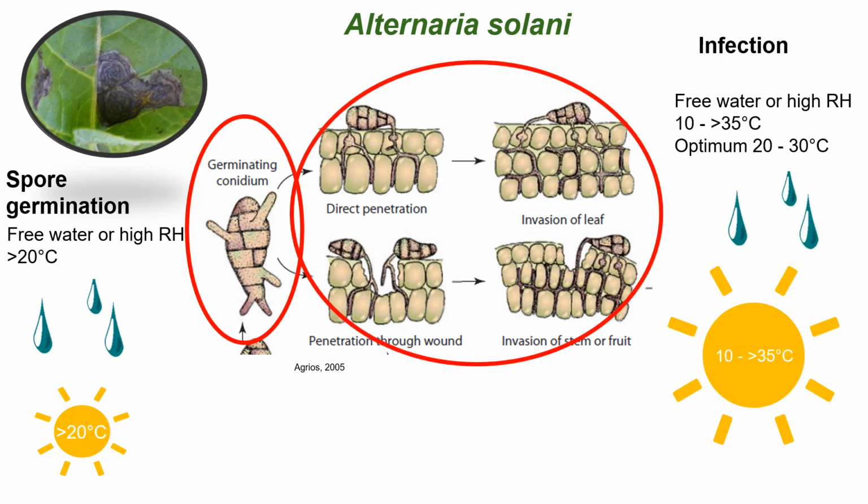Infection, so remember that the spore germinates under free water and high relative humidity, 20 degrees and up, and then it needs to actually infect the plant. And this also needs free water or high relative humidity, but infection can occur anywhere from 10 to about 35 degrees Celsius. The optimum temperature for infection is around 20 to 30. So a broader range of temperatures for infection than for germination.